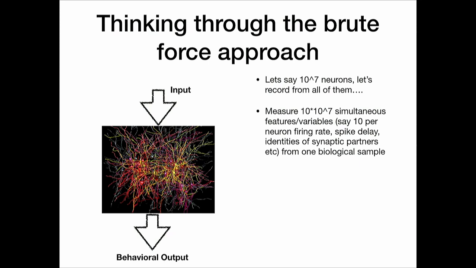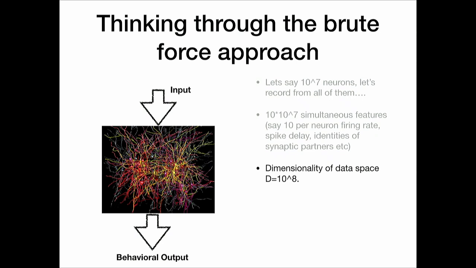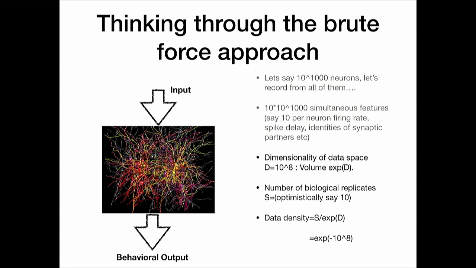Every one of these measurements you can think of as an axis in some high-dimensional space. So if I have 10,000 genes, I can think of every gene as one axis in this space, right? So in this case, neural activity, 10 to the 8 axes, and the data lives in this 10 to the 8 dimensional space, which is hard even for string theorists to comprehend, I think, right? It's sort of very large spaces, and it's very non-intuitive. So dimensionality of the data space is 10 to the 8. We live in 3 dimensions. This is 1 followed by 8 zeros. Volume of the space is exponential of 10 to the 8.